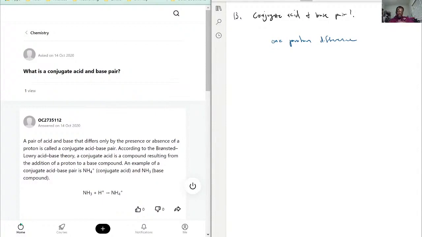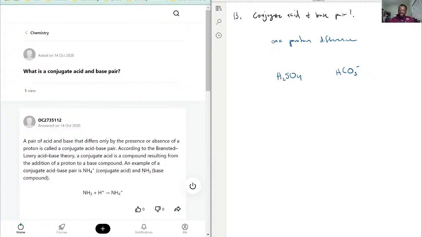So, for example, if I gave you H2SO4 and HCO3 minus, yes, the HCO3 minus has one proton difference, but you can see here that there's one that's the sulfate ion and one that's a carbonate ion. Those are two different structures, really. They won't be the conjugate acid and base pair of each other.